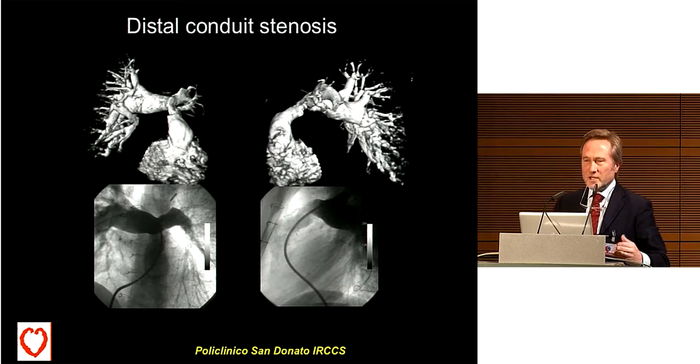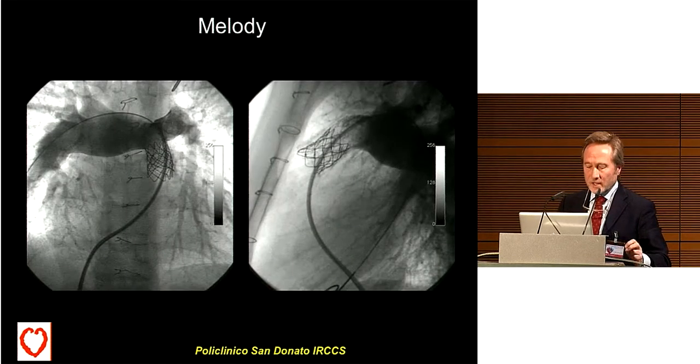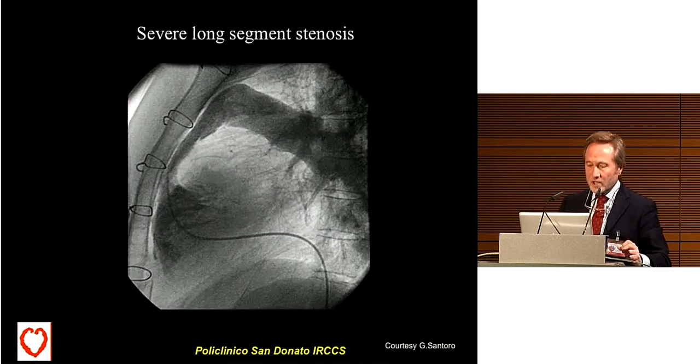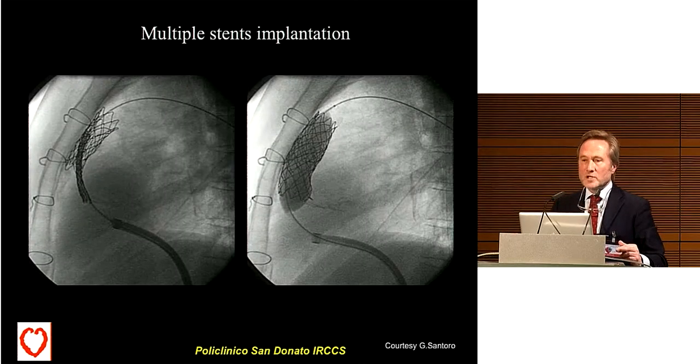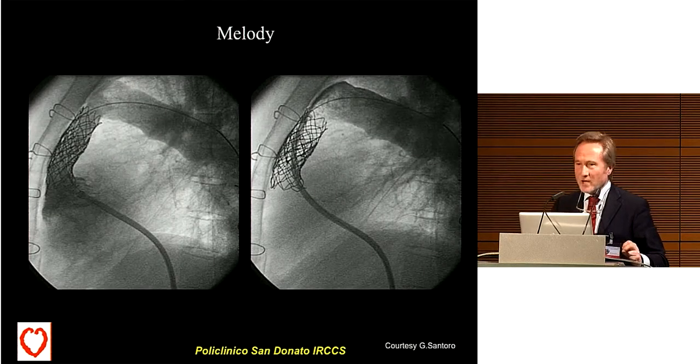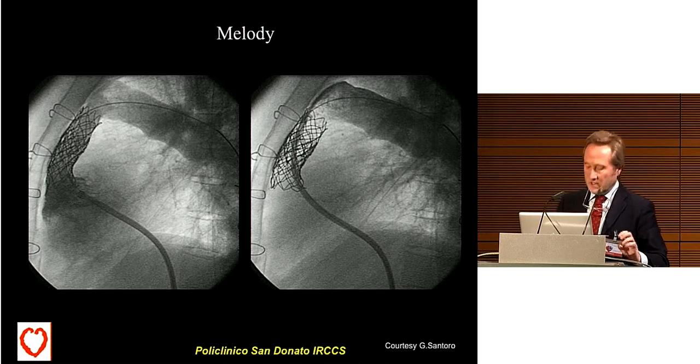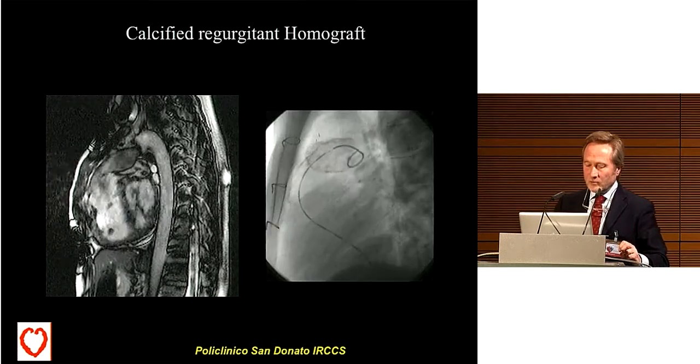Well, we can treat several types of conduit obstruction. This is an example of a distal conduit stenosis, and that's the immediate result after Melody implantation. Sometimes the stenosis is very complex. This is an example of a very tight and long stenosis where multiple stents were implanted to prepare a good landing zone before implanting the Melody. So we have to adapt the technique to the characteristics of the anatomy of the patient.